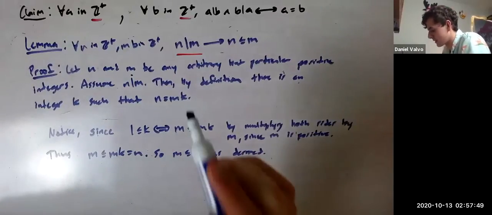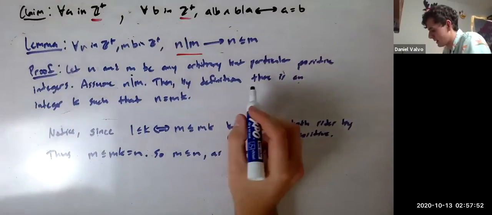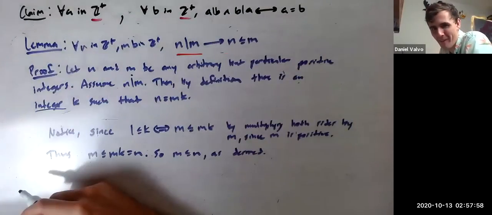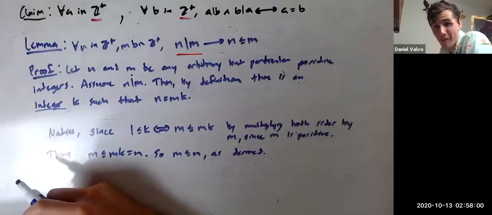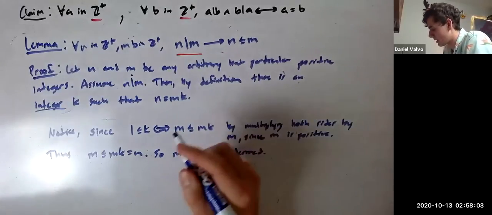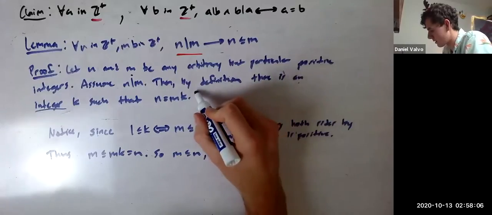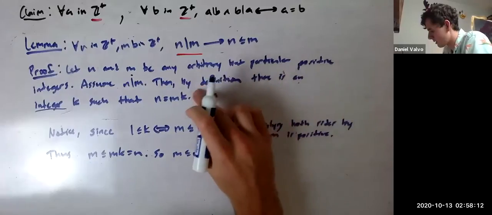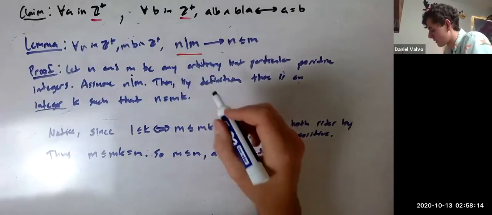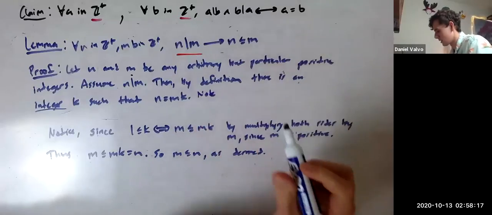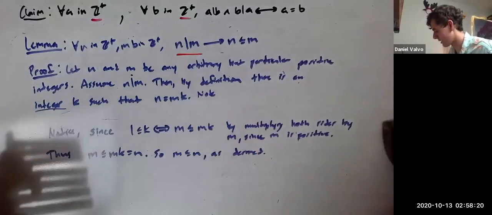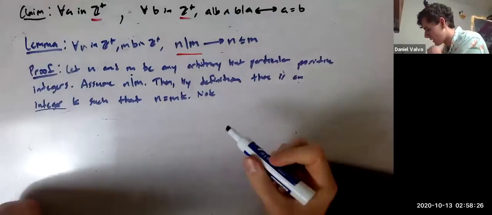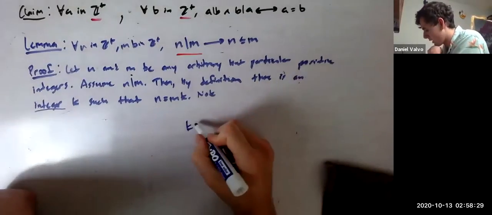Well, here's the thing. k is an integer, but how do we know it's a positive integer? That's the hard part. Notes. Here's the thing, notes. And actually, I need a little more room than this. So what we want to do is look at k, which equals n over m.